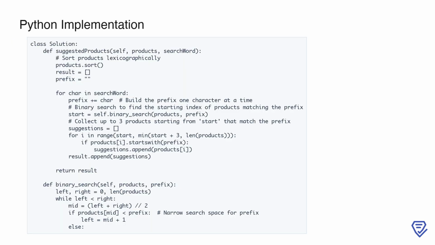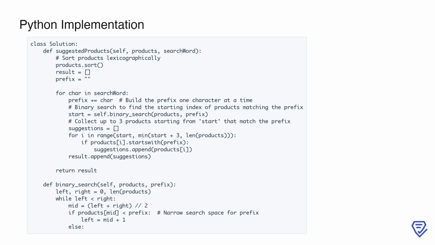Here, we define a class called Solution and implement the suggestedProducts method. The goal of this method is to return a list of product suggestions for each prefix of the search word, where the suggestions are sorted lexicographically and limited to 3 per prefix. First, we sort the products list to ensure the suggestions appear in the correct order.